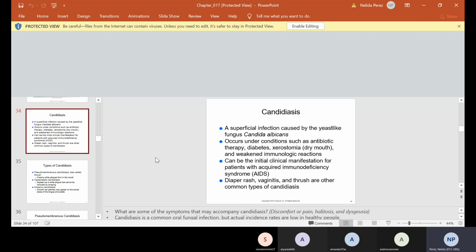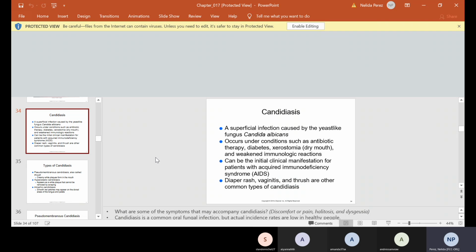Candidiasis is a superficial infection caused by the yeast-like fungus Candida albicans. I mentioned that to you already. Candidiasis is a fungus. It occurs under conditions such as antibiotic therapy, diabetes, xerostomia, which is dry mouth. You're going to hear a lot of patients say that they have dry mouth. A lot of it is medication related. And weakened immunologic reactions. It can be the initial clinical manifestation for patients with acquired immunodeficiency syndrome, which is AIDS. Also, diaper rash, vaginitis, and thrush are other common types of candidiasis.